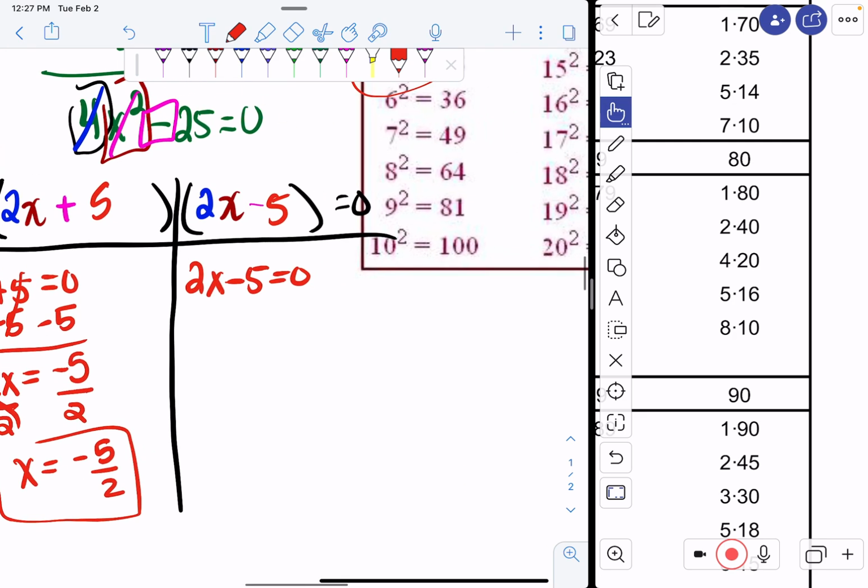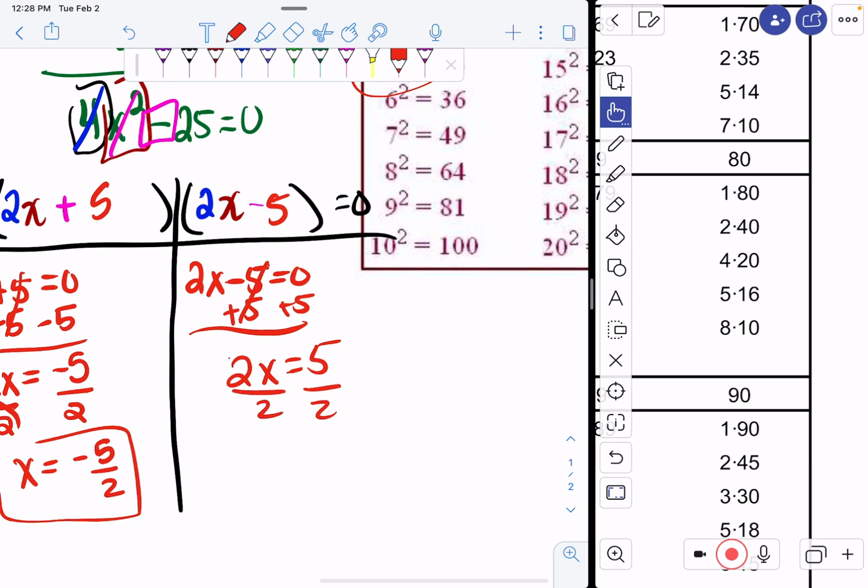And then here I do the exact same procedure, but instead of subtracting 5, I'm going to add 5 to both sides of my equation. Okay, so I'm going to add 5, add 5. I get 2x equals 5. And then divide both sides by 2. Divide by 2, divide by 2, and I get x equals 5 over 2. And that's your final answer.